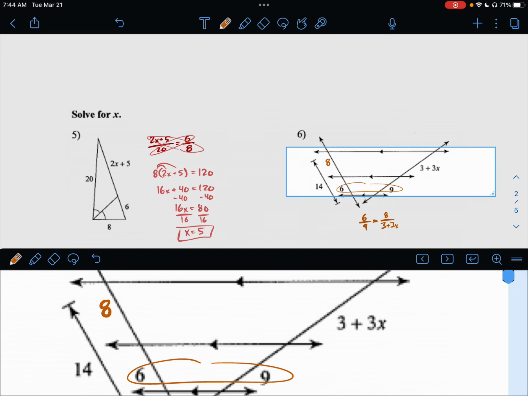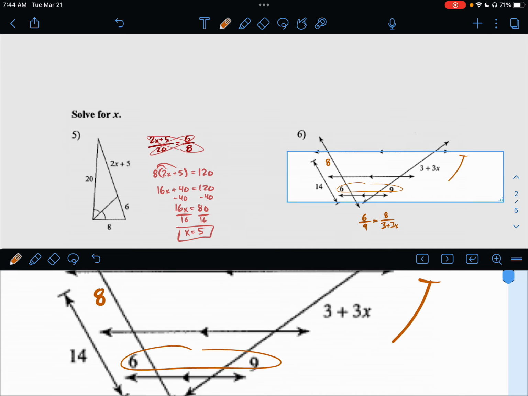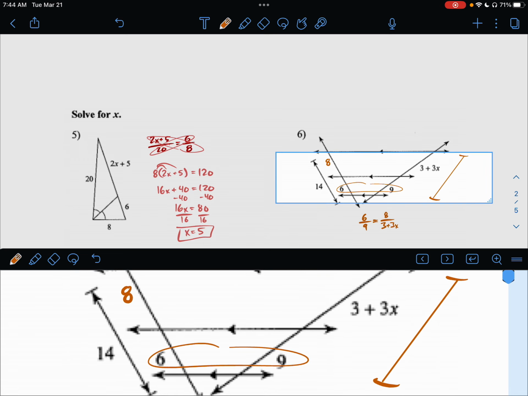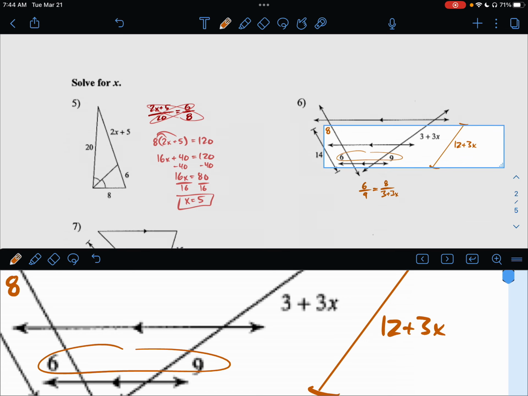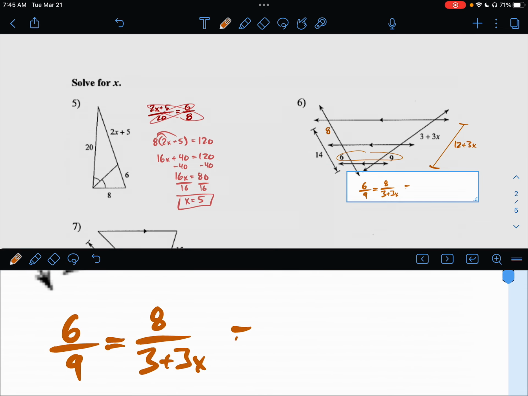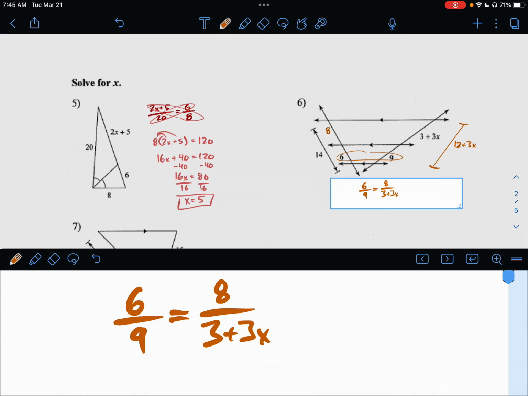Another thing I could have done is, I see this entire length here is 14. And if I wanted this entire length, I could have said 14 over 3 plus 3x plus 9. I can combine the 3 and the 9 to make 12 plus 3x. So I could have also said 14 over 12 plus 3x, because the 14 is across from the 12 plus 3x. But I'm not going to work with that one, but that is an option as well. So from here, we can cross multiply and solve.